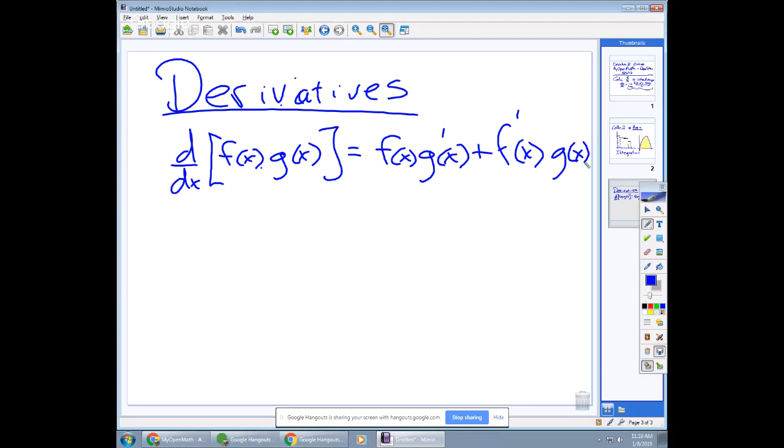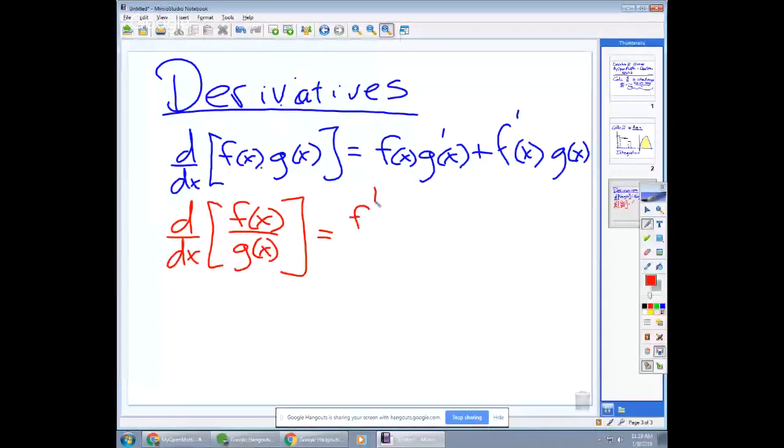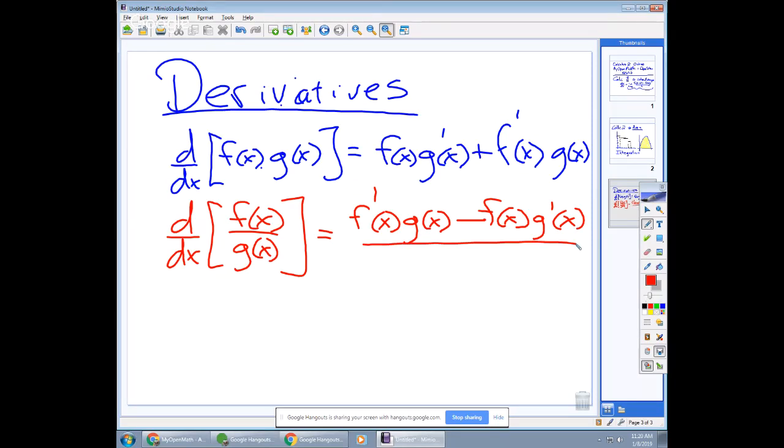The quotient rule is another big one. The derivative with respect to x of f of x over g of x. It looks pretty similar, but you have to start with f prime first, minus f times g prime. The key is the minus has to go with the derivative of the denominator, and then all over the denominator squared. Low squared.